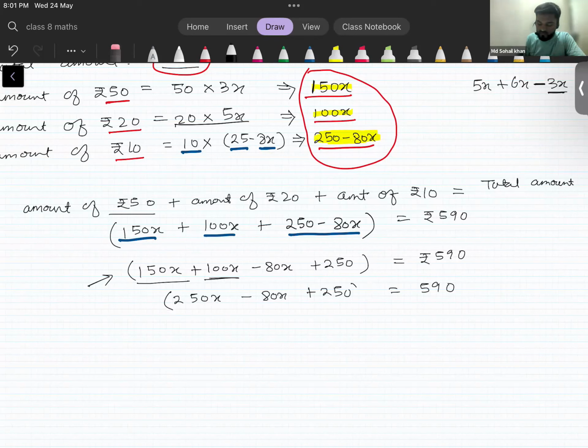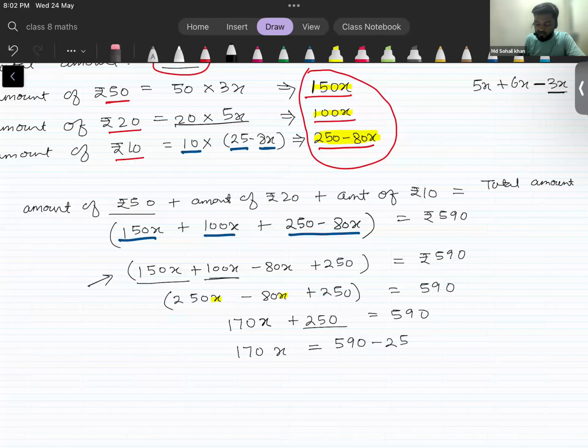Now simply subtract 80x from 250x. That is 170x. Each time you forget about the variable, Ahmed, don't forget about the variable. So it is 170x plus 250 equals 590. Now we will transpose the value 250 to the right side. On the right side it will become minus, 590 minus 250.